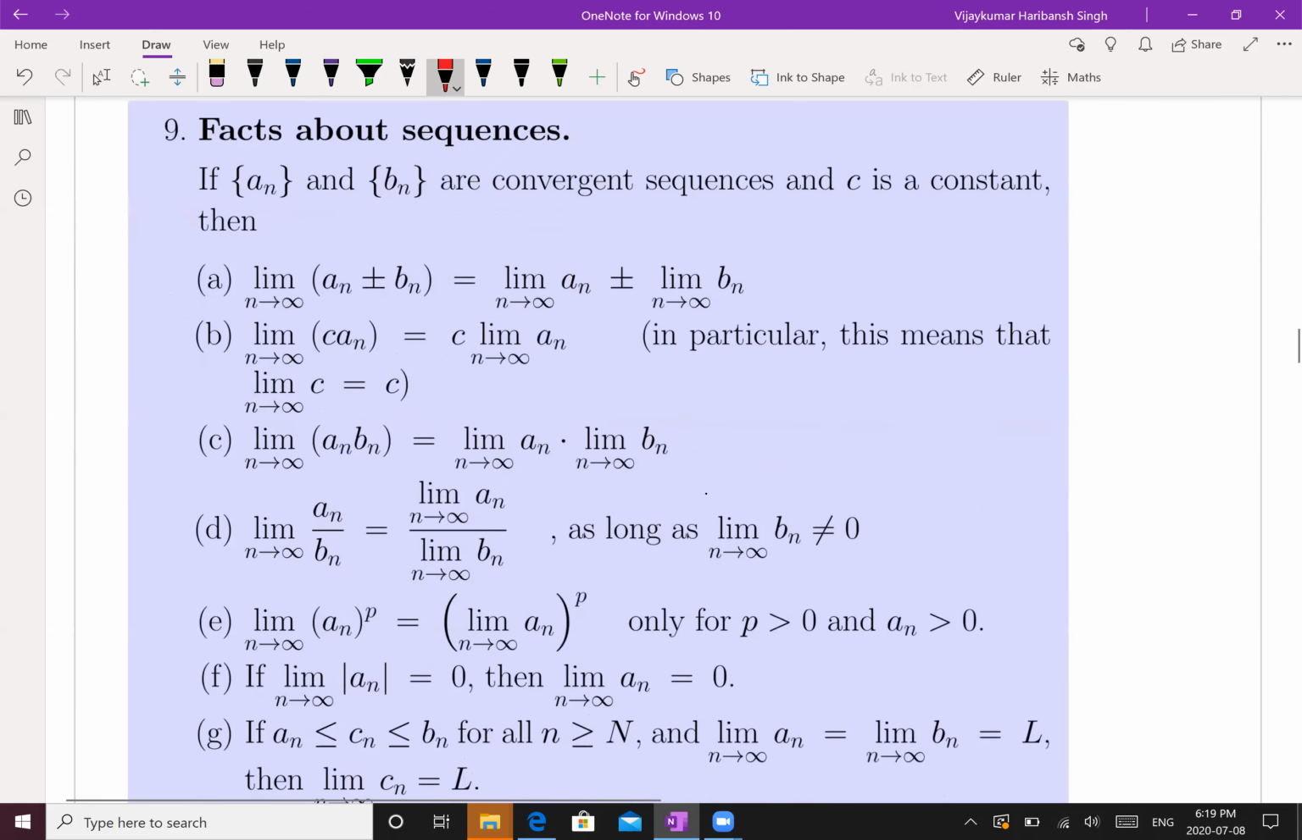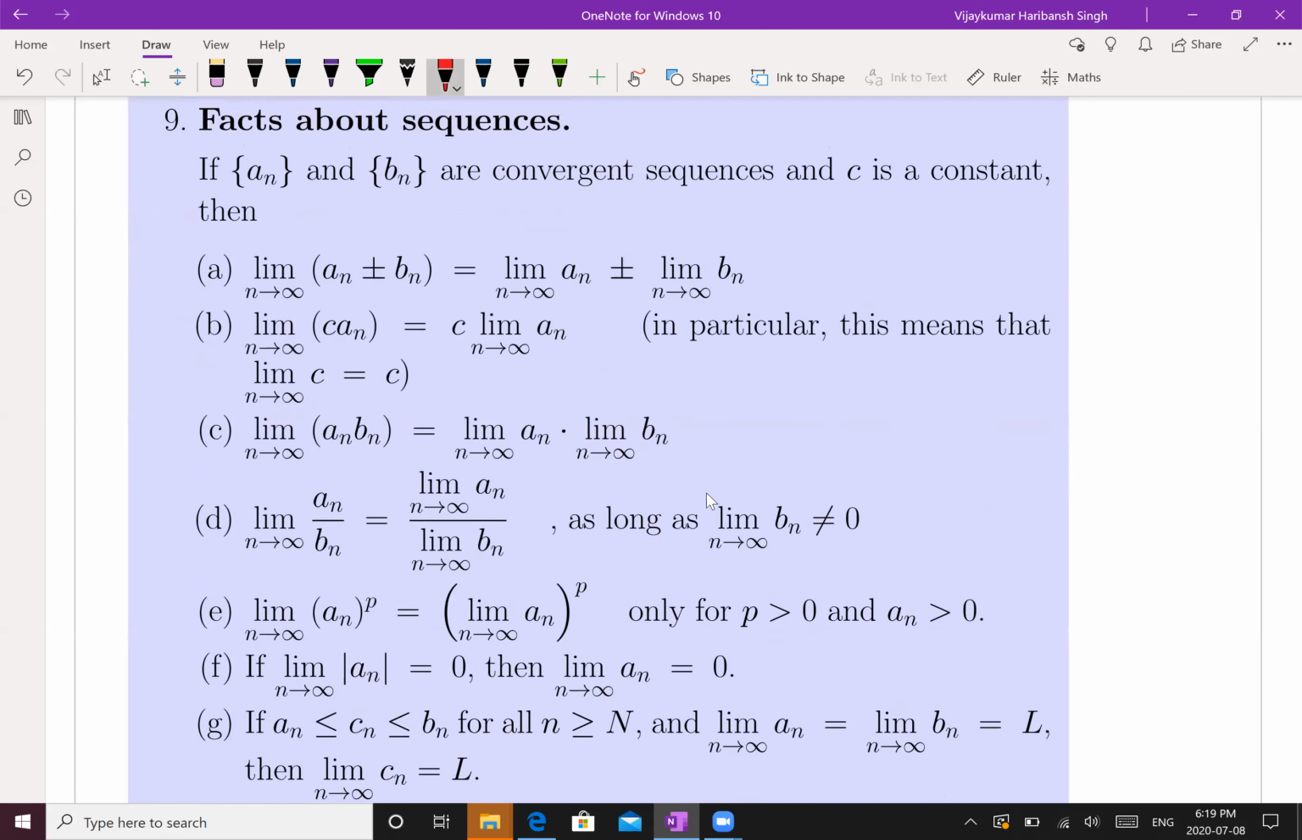Now there are a few more facts about sequences. If you take two convergent sequences and add them, you get a convergent sequence. If you subtract them, you get a convergent sequence. If you multiply them, you get a convergent sequence. So if an and bn are convergent sequences, then limit as n goes to infinity of an plus or minus bn is the same as limit of an plus or minus limit of bn.